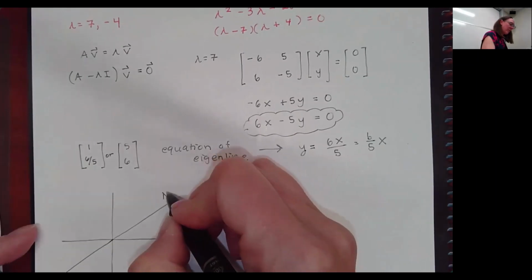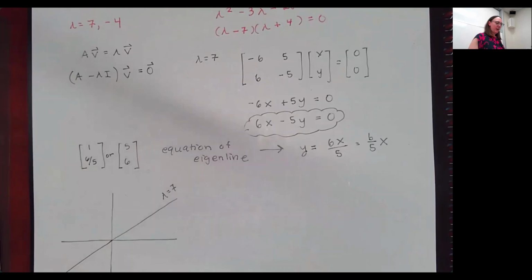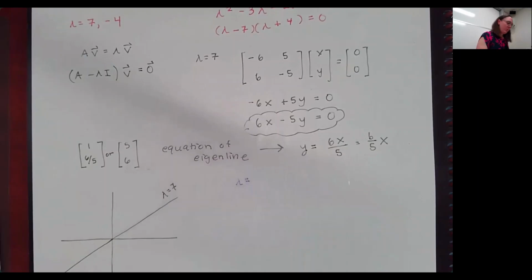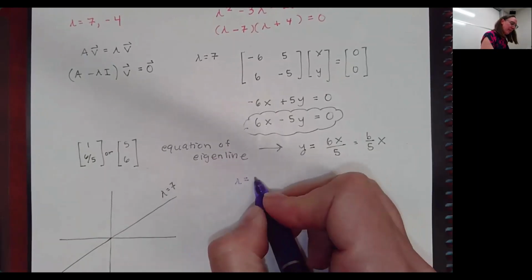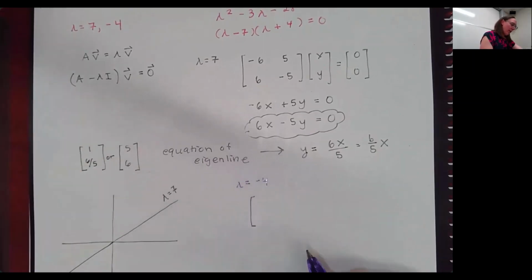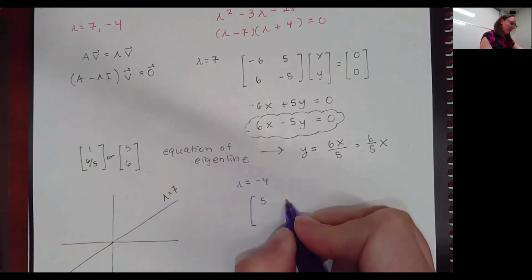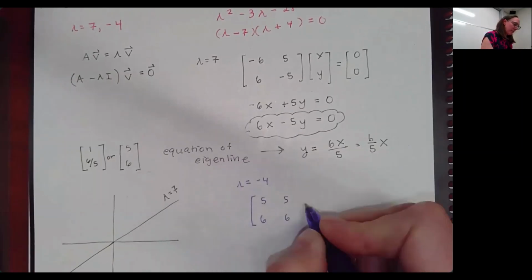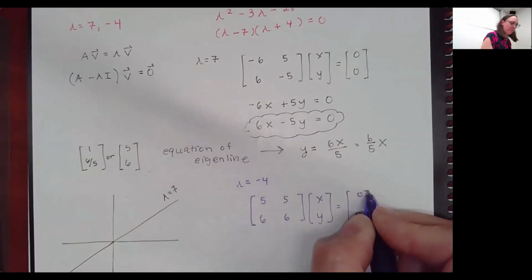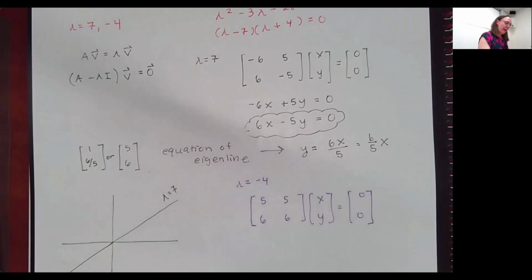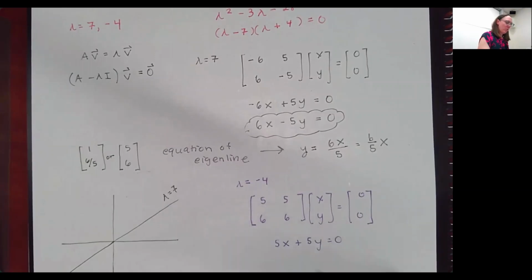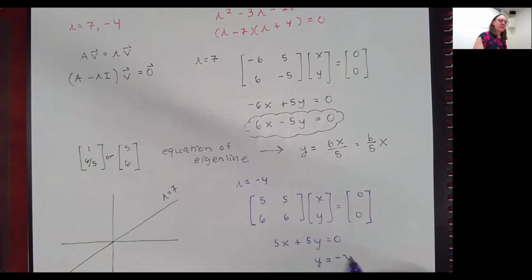So that was when lambda was equal to 7. For our other one, if I set lambda equal to, what was our other eigenvalue, negative 4. So if I do the same thing, but with lambda equal to negative 4, 1 minus negative 4 sounds like 5, so I've got 5, 5, and 6, 6 times x y is equal to 0, 0. Doesn't really matter which line I write out, so if I take the top one, 5x plus 5y is equal to 0, then y needs to be equal to negative x.